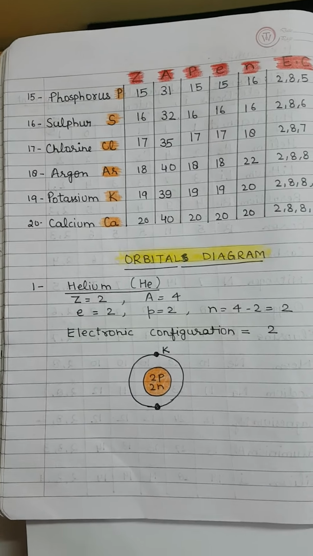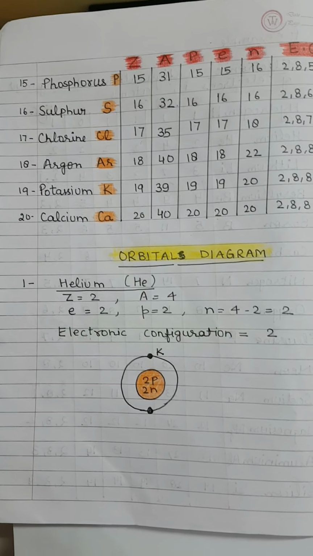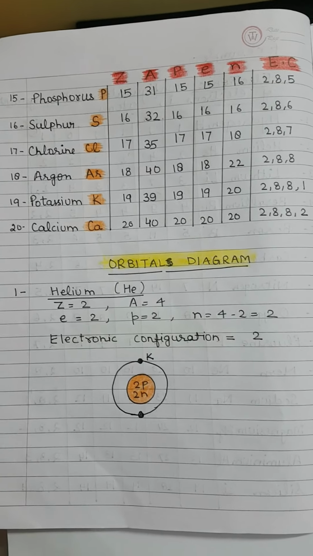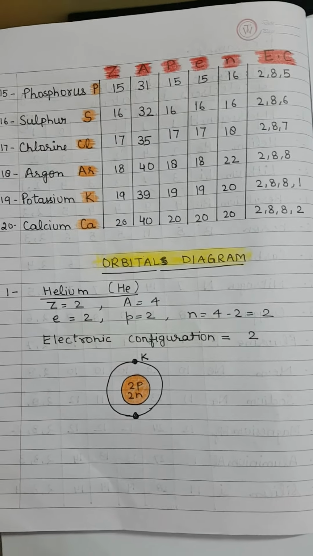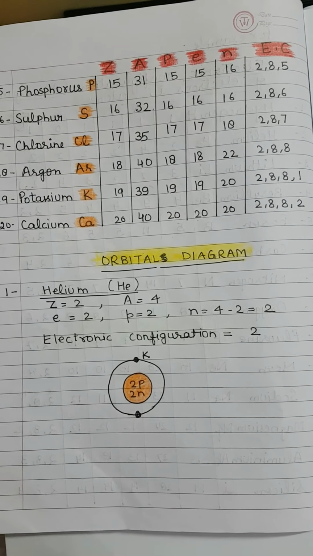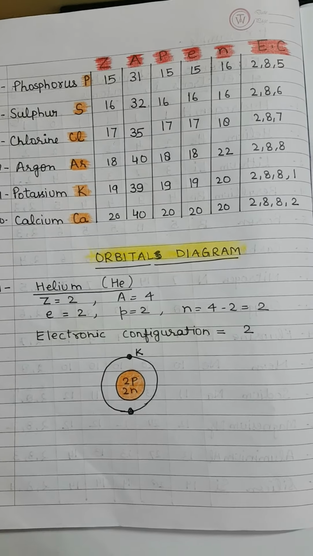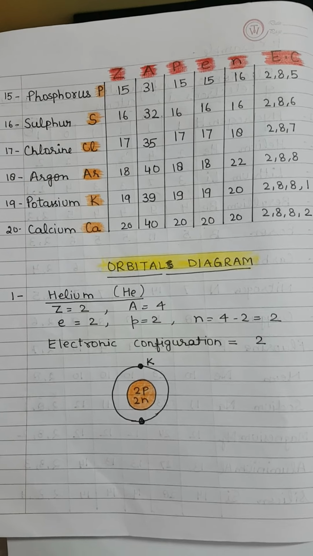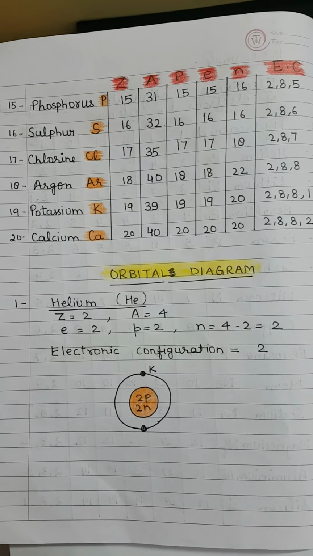Orbital diagrams. How to draw the orbital diagram? This topic is very important and very easy for you. If you know the mass number and atomic number of an element, you can easily find out the number of protons, neutrons and electrons. And if you know the number of neutrons, protons and electrons, you can easily make the orbital diagram. For this, you have to learn atomic number and mass number from element hydrogen to calcium.